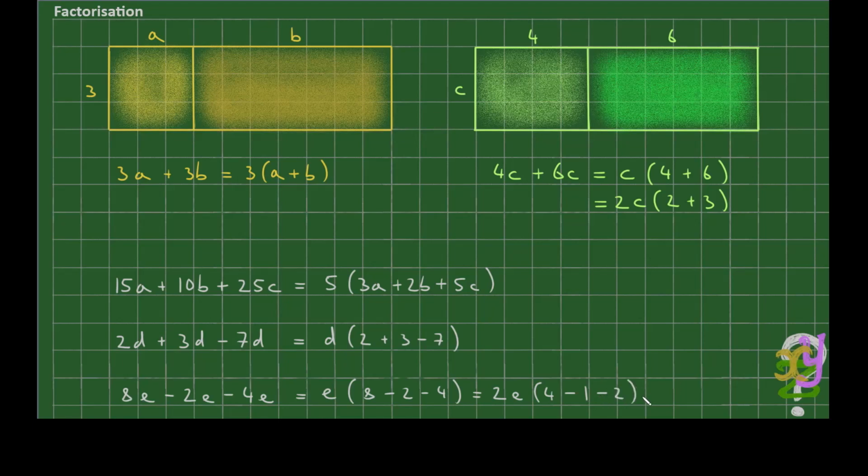And I can check. 2e multiplied by 4 will get me 8e. 2e multiplied by negative 1 will give me negative 2e. 2e multiplied by negative 2 will give me negative 4e. So it all works out. When it comes to factorization, you are looking for a common factor for all of the terms involved. That is all for now, and I will see you on the flip side.